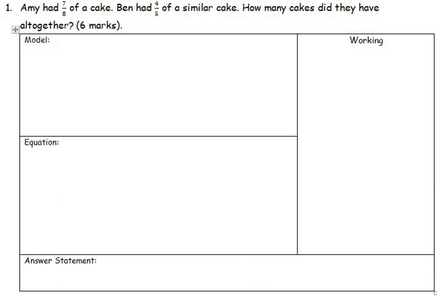So Amy had 7 out of 8 of a cake, and then Ben had 4 out of 5 of a similar cake. How many cakes did they have all together? What we need to do is read carefully. We try to know the labels and then the fractions. Over here we have Amy, and the fraction is 7 out of 8, and over here is Ben, the name, and 4 out of 5.